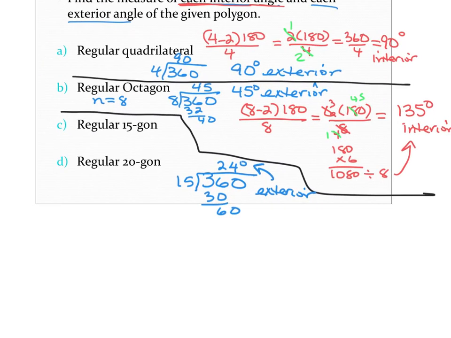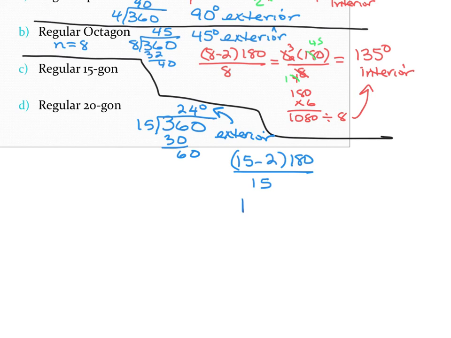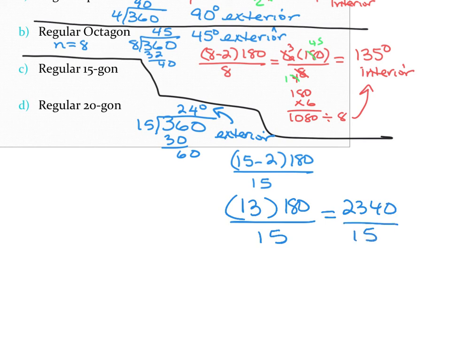For the interior, you're doing 15 minus 2 times 180 divided by 15. 15 minus 2 is 13 times 180 divided by 15. So again, if you don't like to simplify, if I multiply that top, I get 2,340 divided by 15, and each angle is 156 degrees. And these are the interior angles.